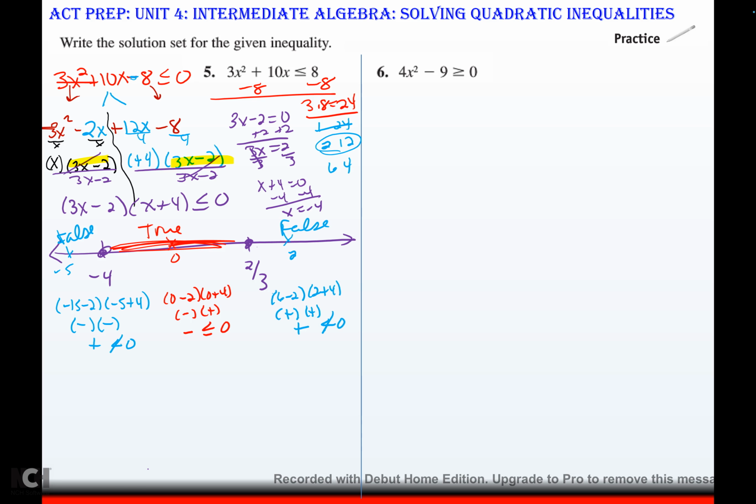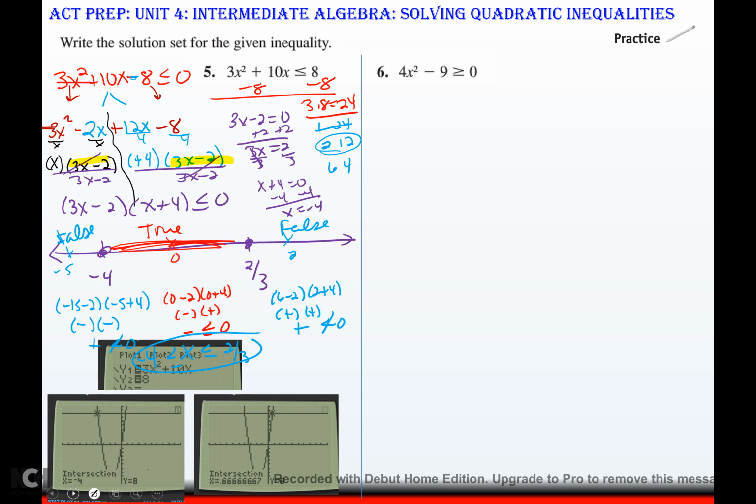My solution is in between -4 and 2/3. So I say x is between, including -4 and 2/3. And if you look at the graph, this one's kind of weird. I typed it the way they did. So I put 3x squared plus 10x on y1 and 8 on the other. And I want to know, when is the parabola part smaller than the line part?